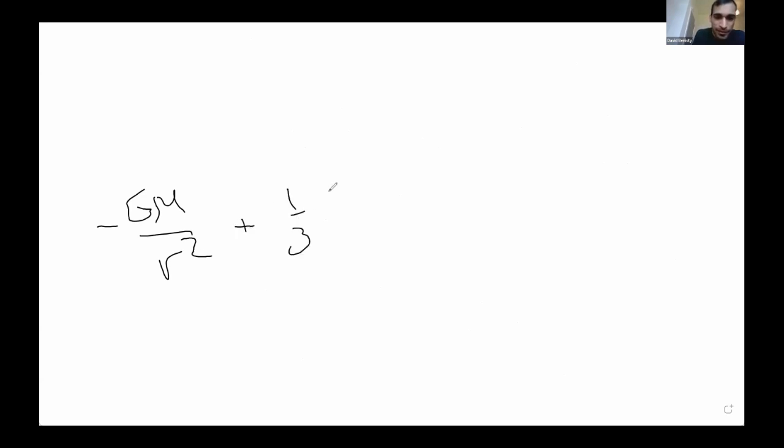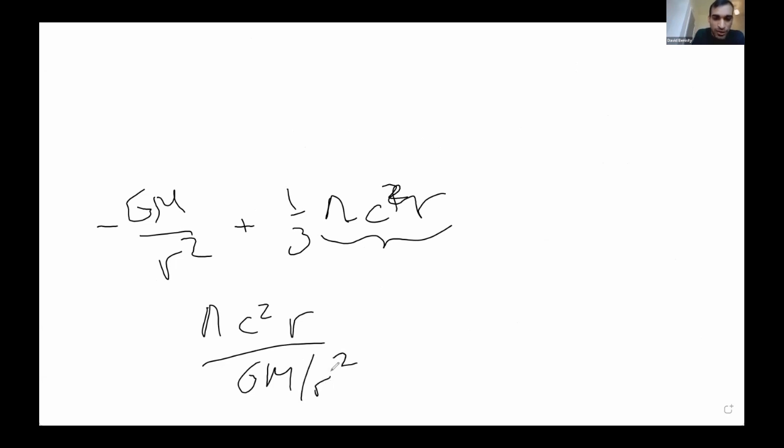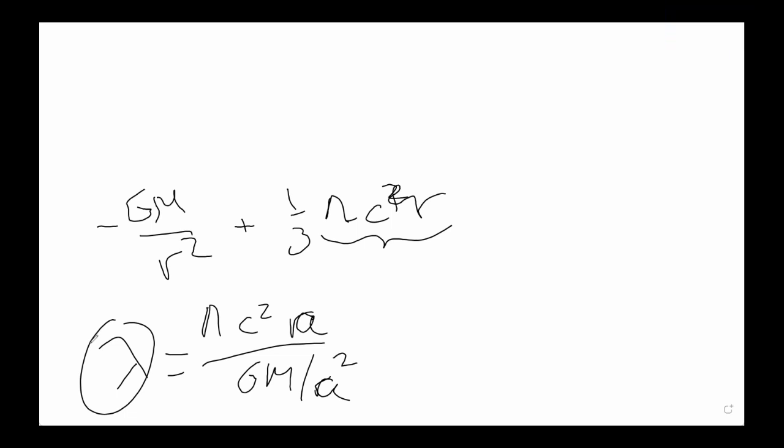So minus GM over r squared. This is the Newtonian part. Lambda c squared r. This is the cosmological constant part. So let's put the ratio between these two: lambda c squared r over GM over r squared. This is actually small lambda. But now, instead of r, put the semi-major axis. The surprising thing is that this parameter appears in the two-body solution all the time.